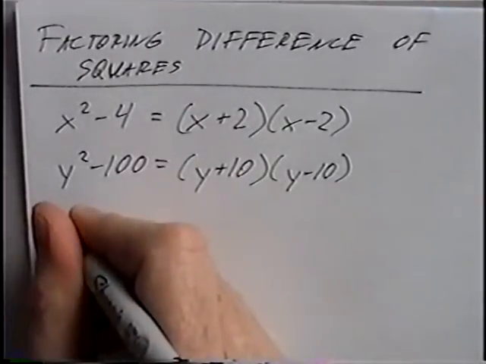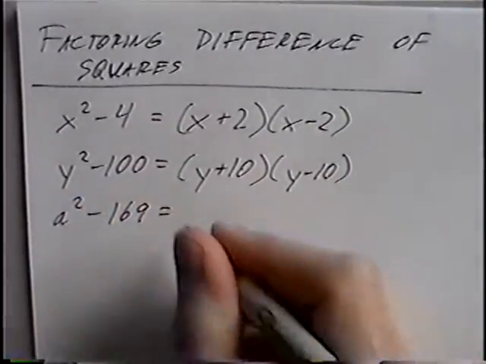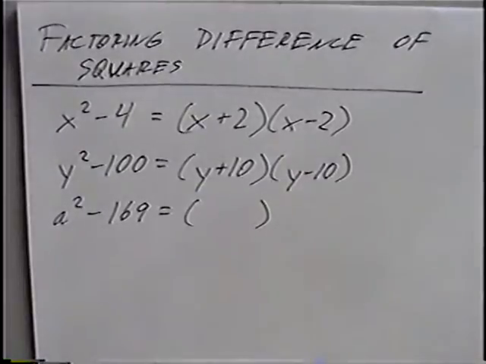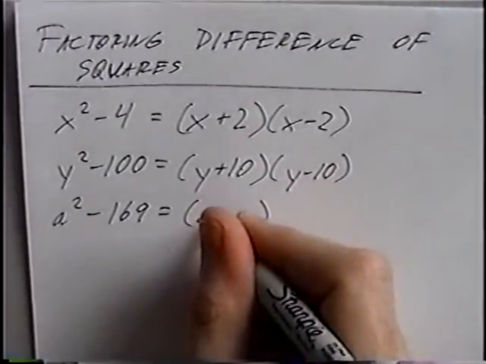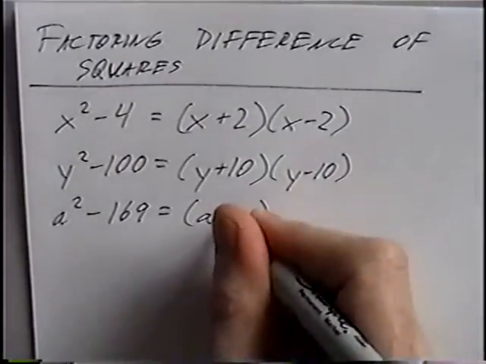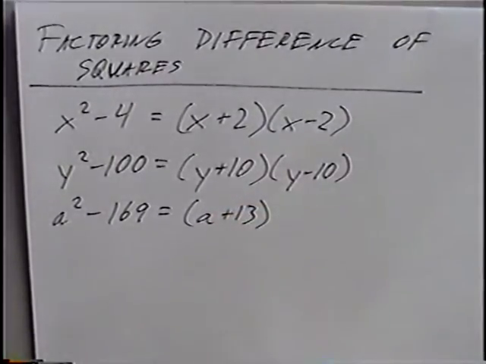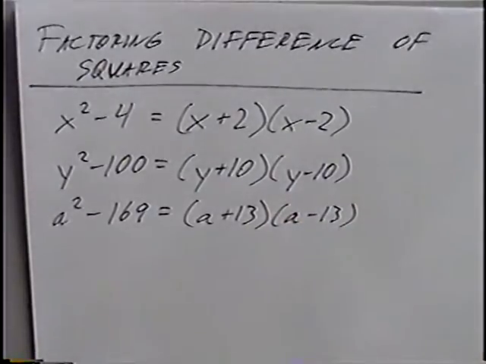Last question for this section, a squared minus 169. Again, the first step, take the square root of a squared, which would be a. The square root of 169 is a number times itself that is 169, and that number would be 13. And your second answer, change it to a minus 13.